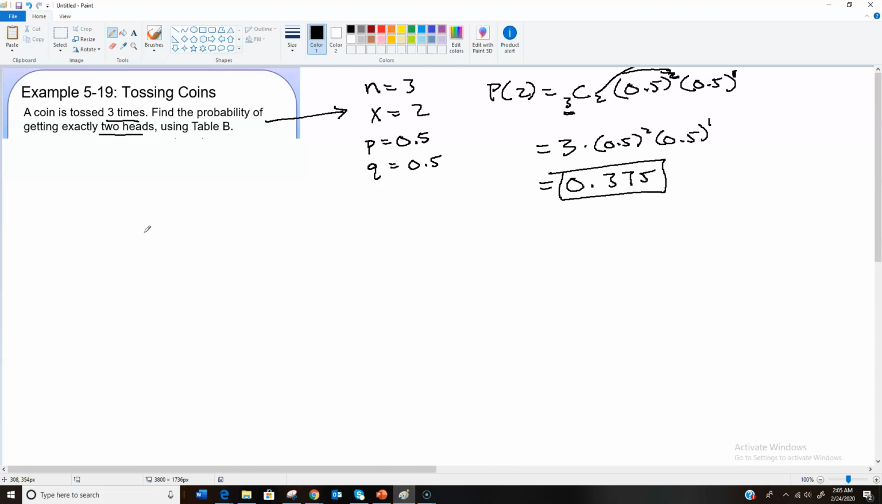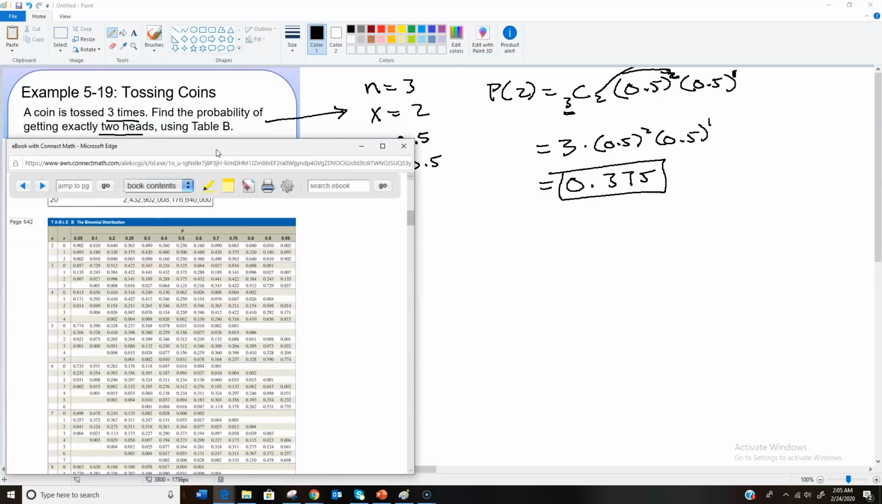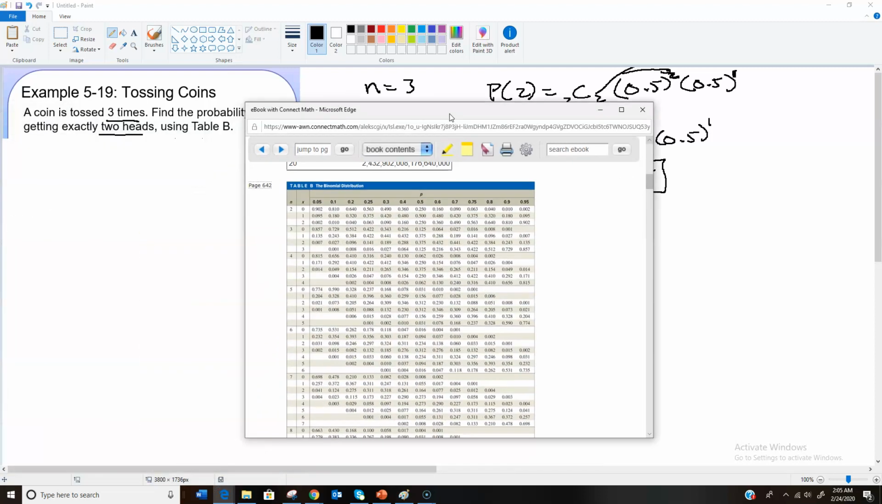Now, if you want to use the table, again, it's called Table B. It's in the appendix in the back of the book. And let me show you how to use that.